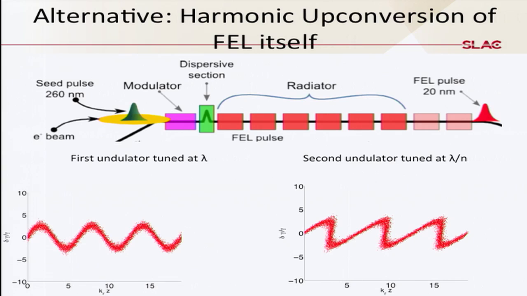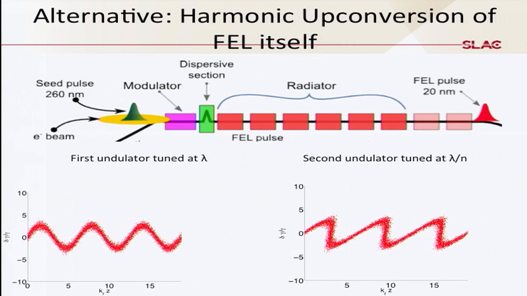So what it does is make the high-energy particles slip ahead and the low-energy particles slip backwards. And so they meet in the middle. That's the microbunching process as I described it before, except now you're doing it in two steps. You start from a big energy modulation and you violently turn it into microbunching.